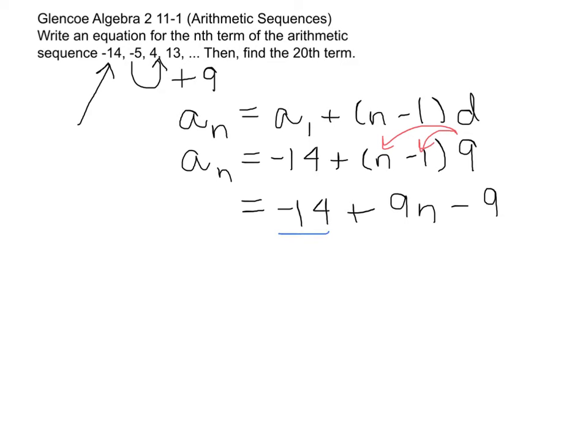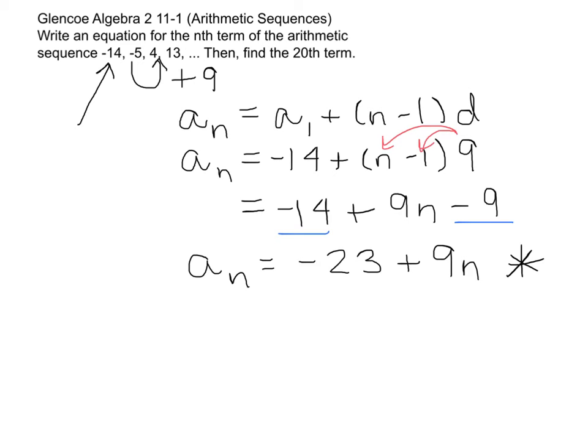Now I'm noticing that I have some like terms here, which are my constants, and I'm going to add these together. So now I have my nth term equation: negative 14 plus negative 9 is negative 23, plus 9n. So this is my general equation. It's a good stopping spot.